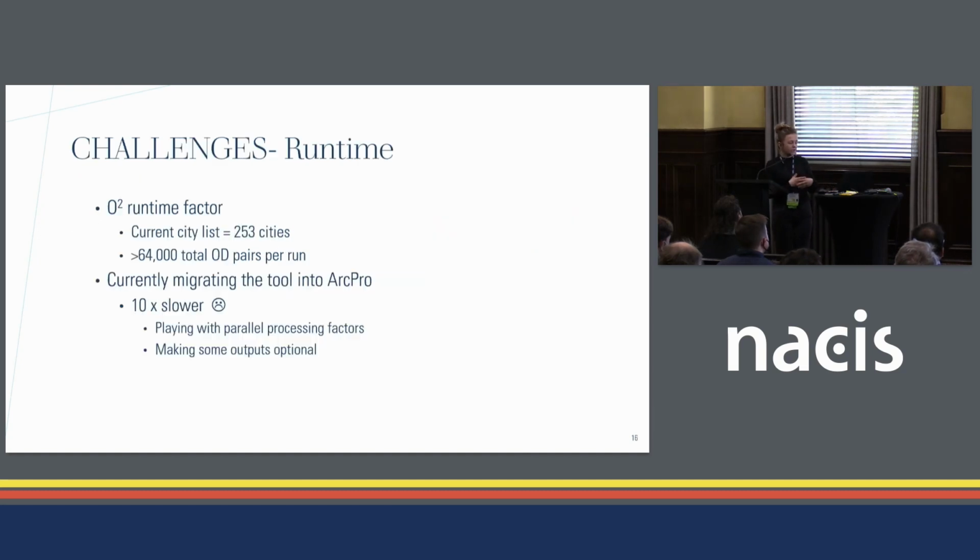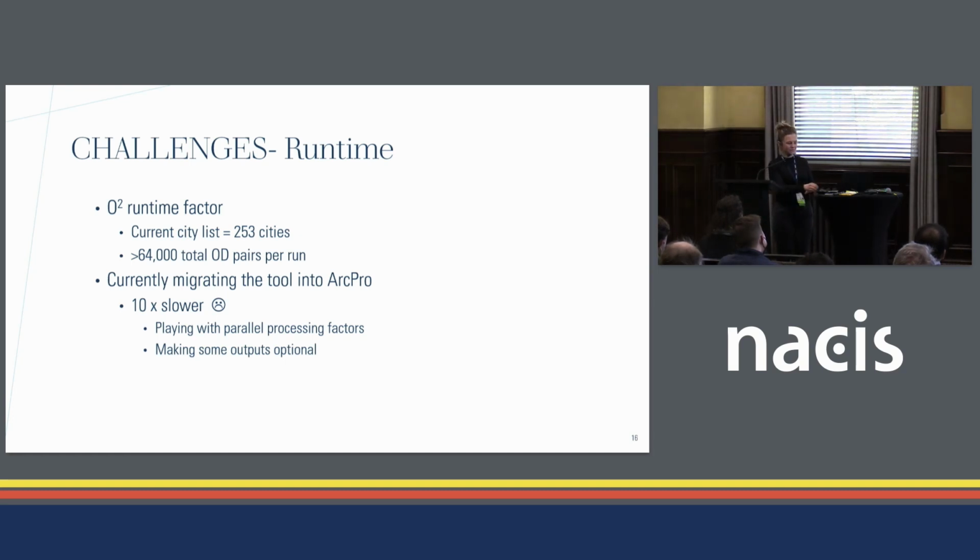We're currently migrating the tool into ArcPro before working towards publication, and it is about 10 times slower to work in ArcPro. So we are currently playing with things like parallel processing factors, making some outputs optional, and attempting to write intermediary files to memory instead of explicitly writing them. However, if anyone has any additional ideas on ways to speed up this model in Pro, we would absolutely be open to feedback there.